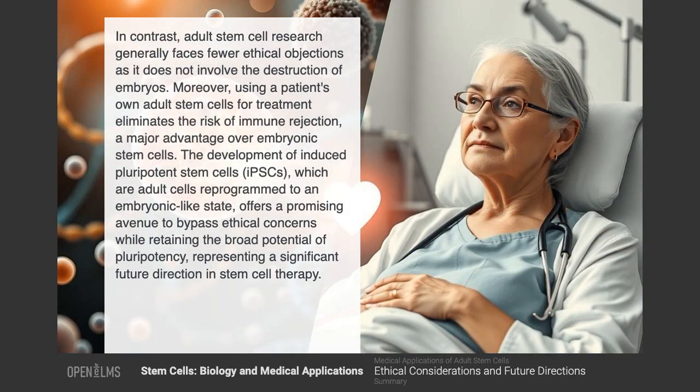In contrast, adult stem cell research generally faces fewer ethical objections as it does not involve the destruction of embryos. Moreover, using a patient's own adult stem cells for treatment eliminates the risk of immune rejection, a major advantage over embryonic stem cells. The development of induced pluripotent stem cells, iPSCs, which are adult cells reprogrammed to an embryonic-like state, offers a promising avenue to bypass ethical concerns while retaining the broad potential of pluripotency, representing a significant future direction in stem cell therapy.